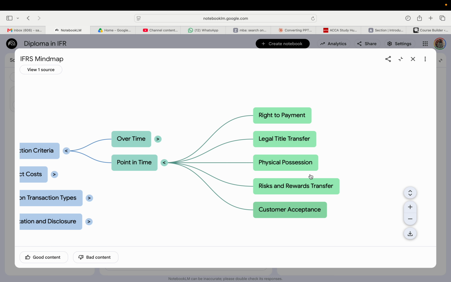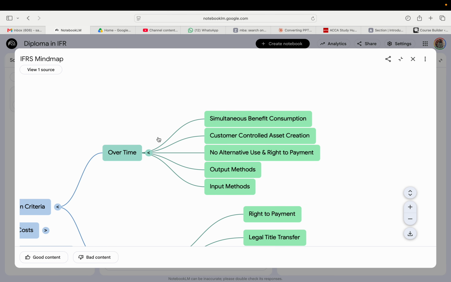If these 5 things are present, that means you have a right to payment because you have transferred the good or a service. That means there is a legal transfer that has taken place. The legal title has been transferred to the customer. The customer is physically getting control of the goods. Risks and rewards are transferred from you to the customer, and the customer has accepted that good. If these 5 things are there, you will recognize the revenue at a point in time.